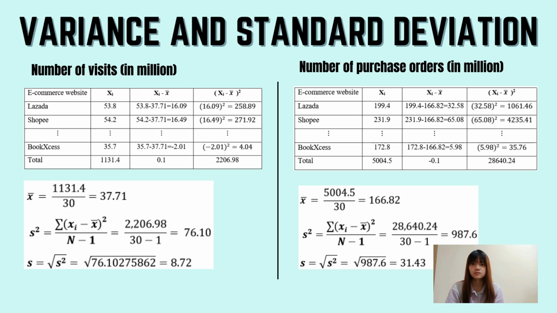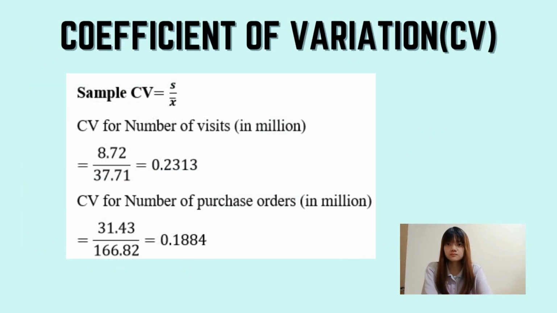Standard deviation is the square root of variance, where the number of visits is 8.72 and the number of purchase orders is 31.43. Last, coefficient of variation is standard deviation divided by mean. For the number of visits it is 0.23. For the number of purchase orders it is 0.19. In conclusion, since the result for the number of purchase orders is smaller than for the number of visits, therefore the number of purchase orders is more variable than the number of visits.